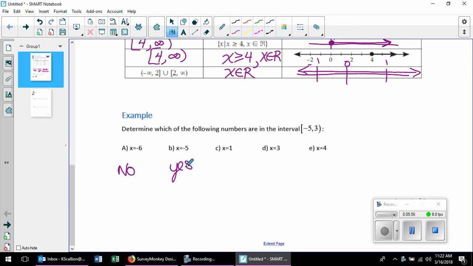1. Is x equal to 1 included? Yes. X equal to 3? No, because it's a round bracket. What about 4? No, because you've blown past the other side of the interval.